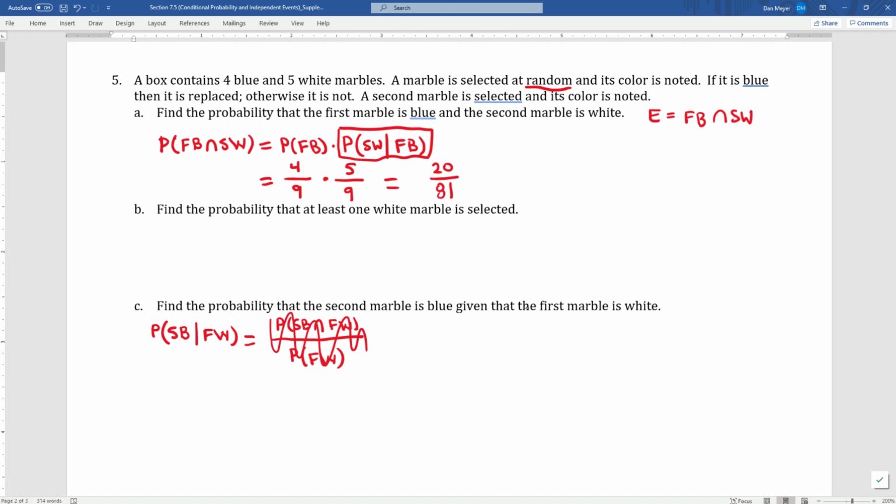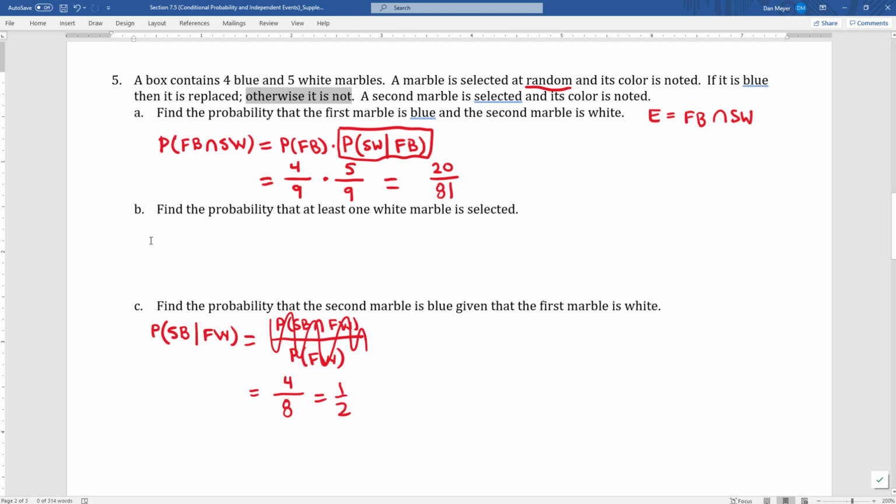If the first one was white, we started with 9 marbles, and we're not going to put it back. And so when we go to pull that second marble out, now there's only 8 marbles to choose from. Our new adjusted sample space is that there's 8 marbles, 4 of them are blue and 4 of them are white. And so there's a 4 out of 8, or 1/2 probability that the second one was blue given the first one was white.